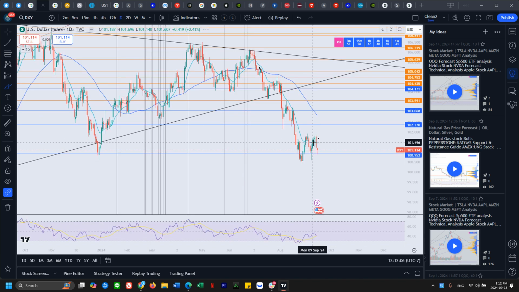And because of the fundamentals, the more cuts there are, the weaker the dollar is going to be. So if we get that bigger cut, it's likely going to be a bear break. Yeah, so let's see how it ends up breaking out. All right, let's see here.